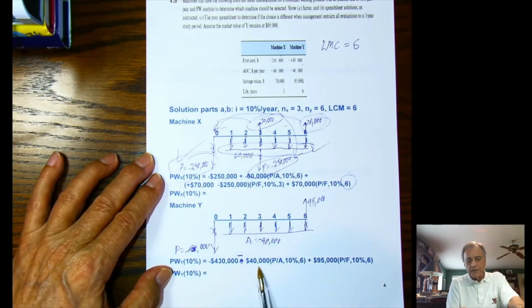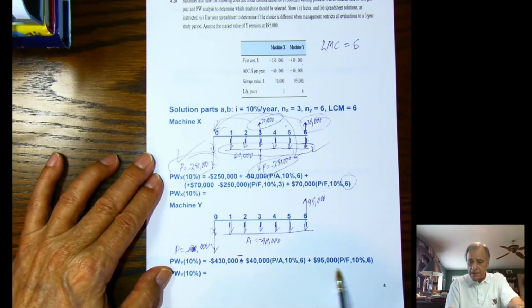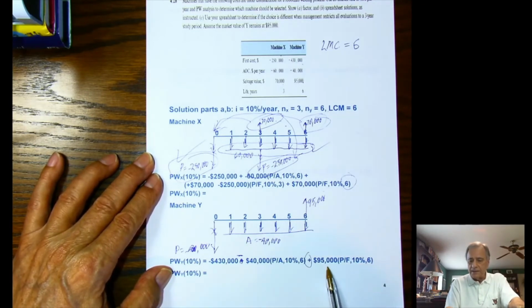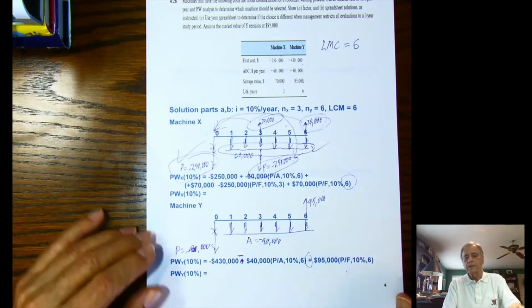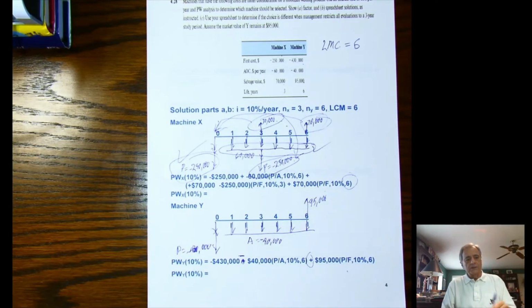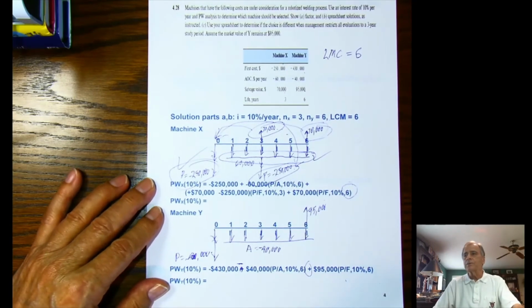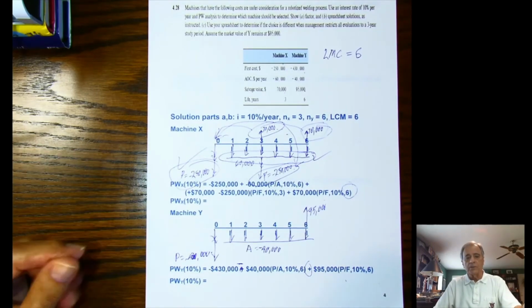Minus 40,000, P given A, 10% for 6 periods. And then you have the plus 95, and that is a plus sign because that's a salvage value. P given F, 10% for 6 years. Plug in, and I'll let you work out the numbers if you choose to work this problem. It may be a homework problem, it's possible.